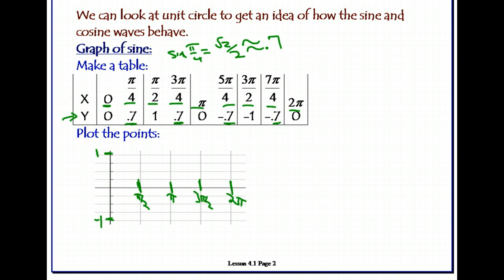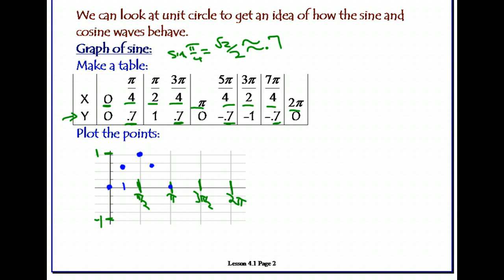And I start to plot these points, let's use a different color. So 0, 0, that's a nice easy point to plot. Pi fourths, 0.7. Pi fourths would be right here between 0 and pi halves. 0.7 would be just about there. So there's pi fourths, 0.7. Pi halves, we're up to 1. And as we're doing this, hopefully you think, oh, this looks like the graph I was making in class. 3 pi fourths, we're back to 0.7. Pi, we're back down to 0.